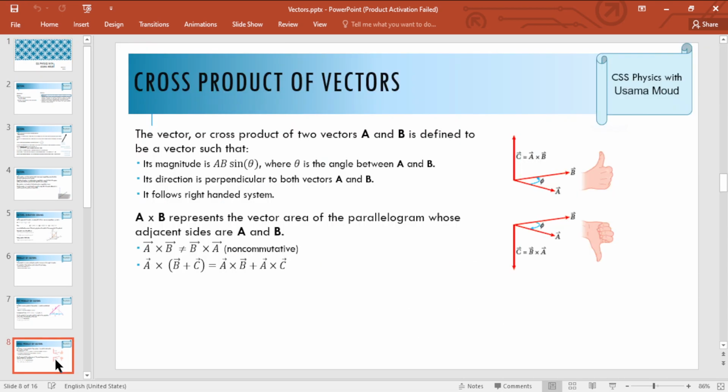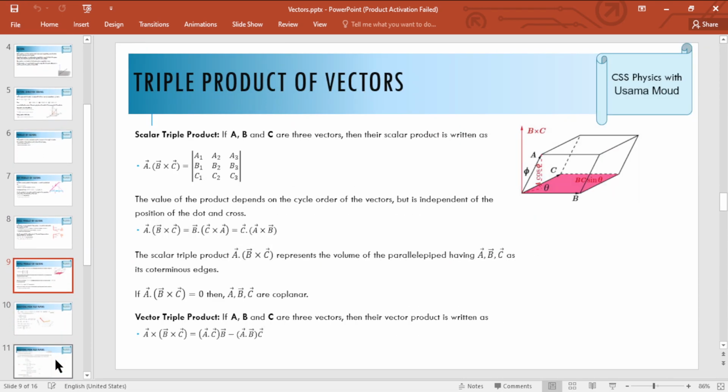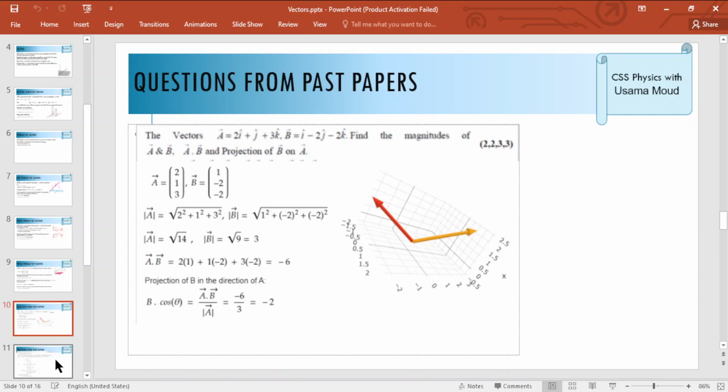In the last lesson, we discussed the cross product and the triple products. Today, here are a few questions. Look at this: this is vector A and vector B. We have to find the magnitude of A and B, the dot product A dot B, and the projection of A on B.